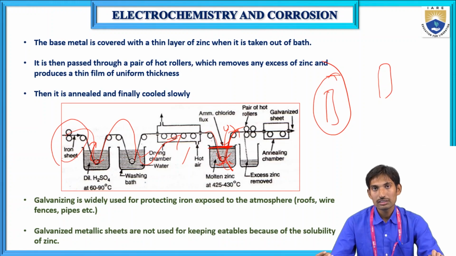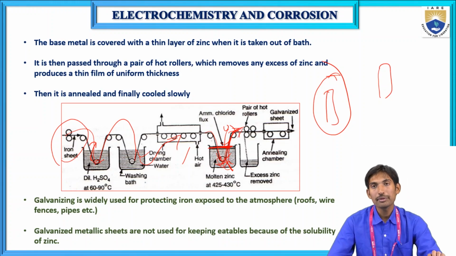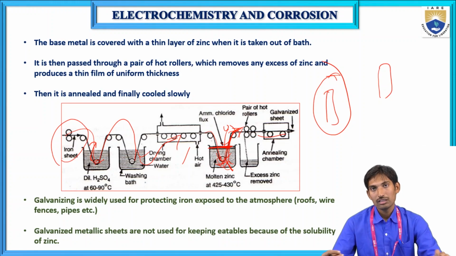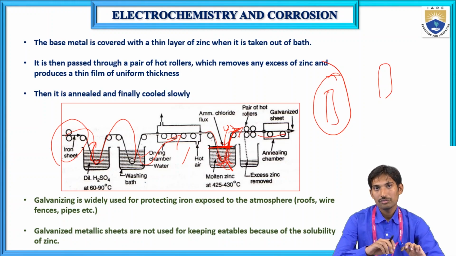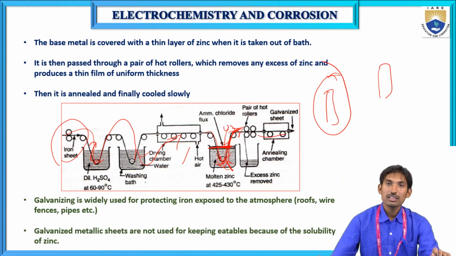Our base metal coated with zinc, these sheets are sent into the pair of hot rollers to get uniform thickness or uniform coating sheets. Then after, in the annealing chamber, we can design, bend, or prepare zinc coated iron sheets according to our requirement. This is the process of galvanization.